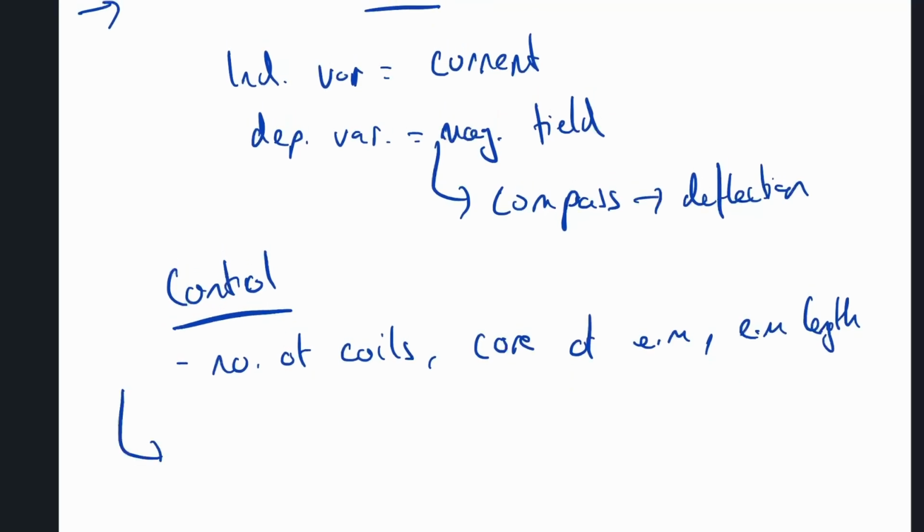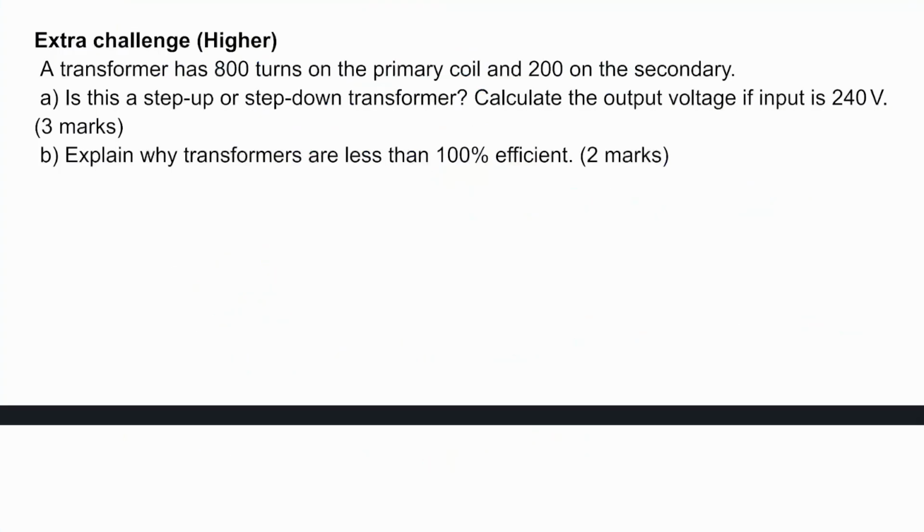And one thing you could also write here for bonus marks is that you want to repeat readings and take an average of your readings, and that will help you to eliminate any anomalies, okay? And then the last question is about transformers.